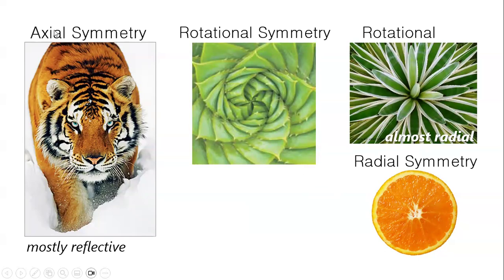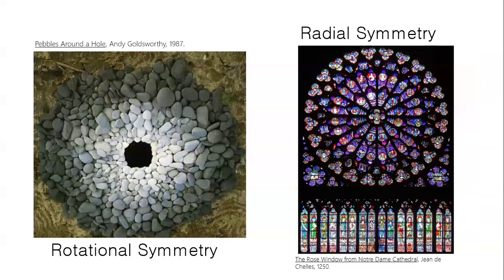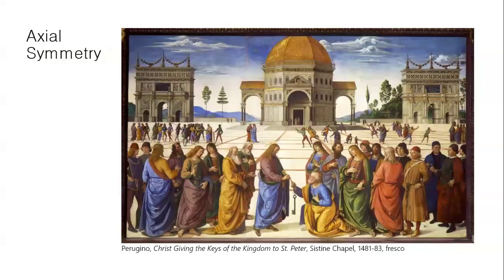Okay, so the tiger is axially symmetrical. This is rotationally symmetrical. This is rotational and it's almost radially symmetrical. And this is even closer to being perfectly radially symmetrical, but not until we get to the rose window do we have actual perfect radial symmetry.